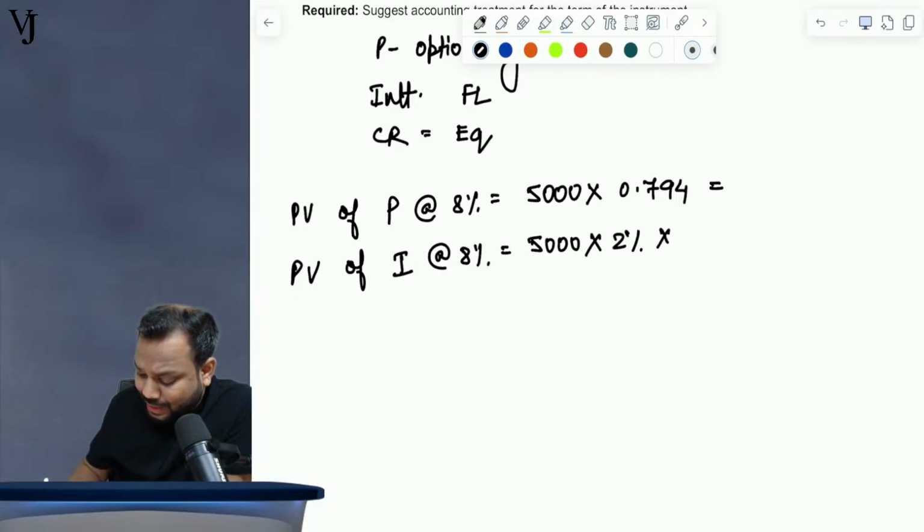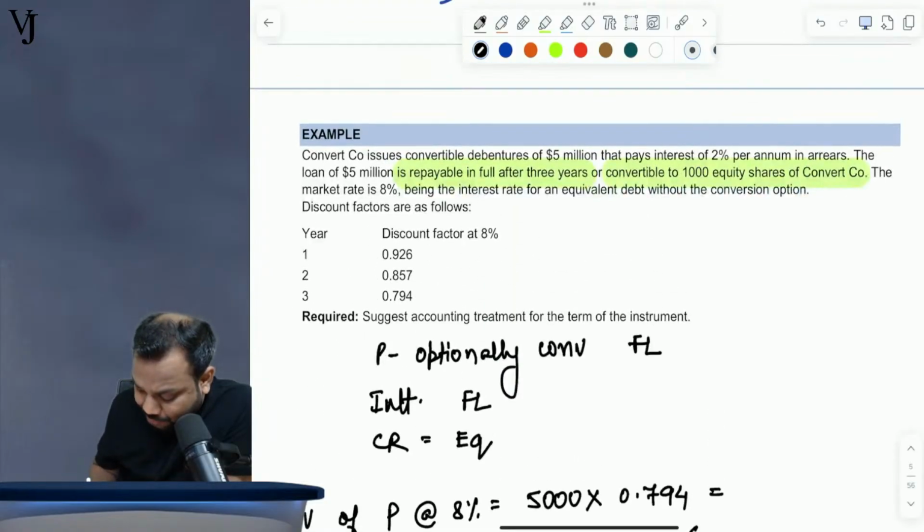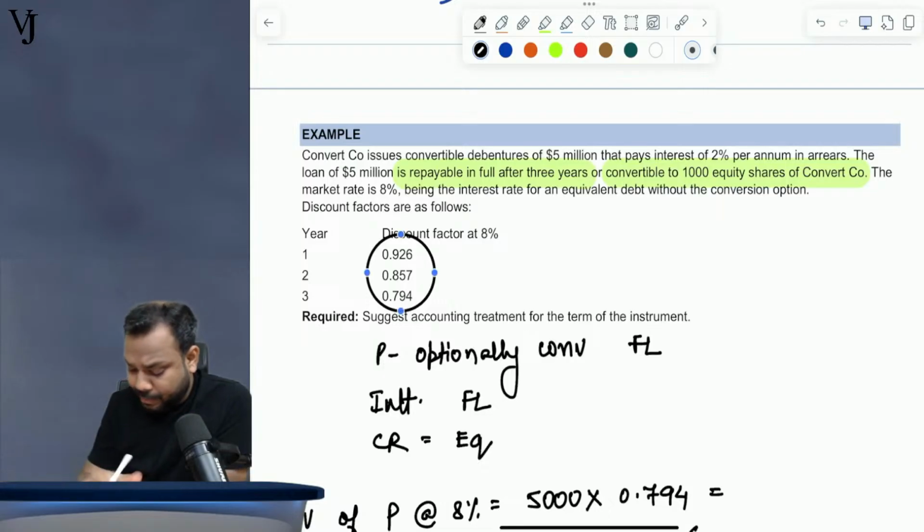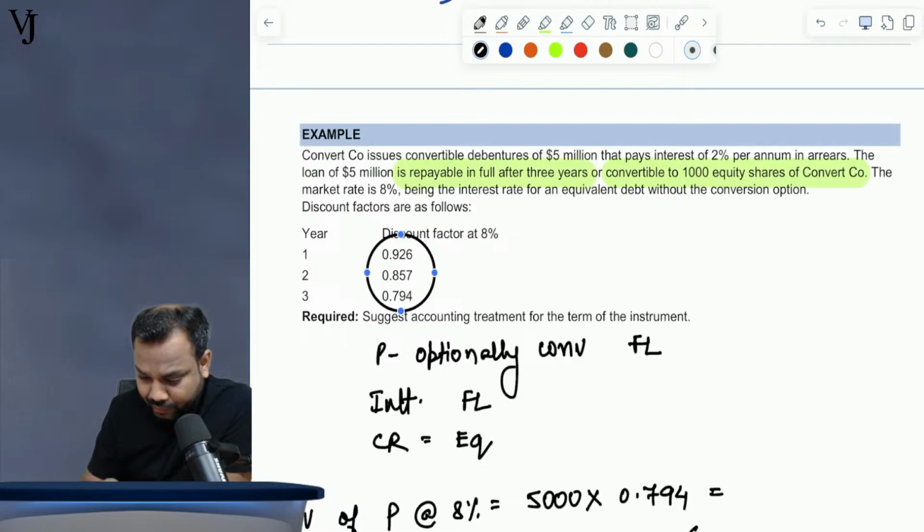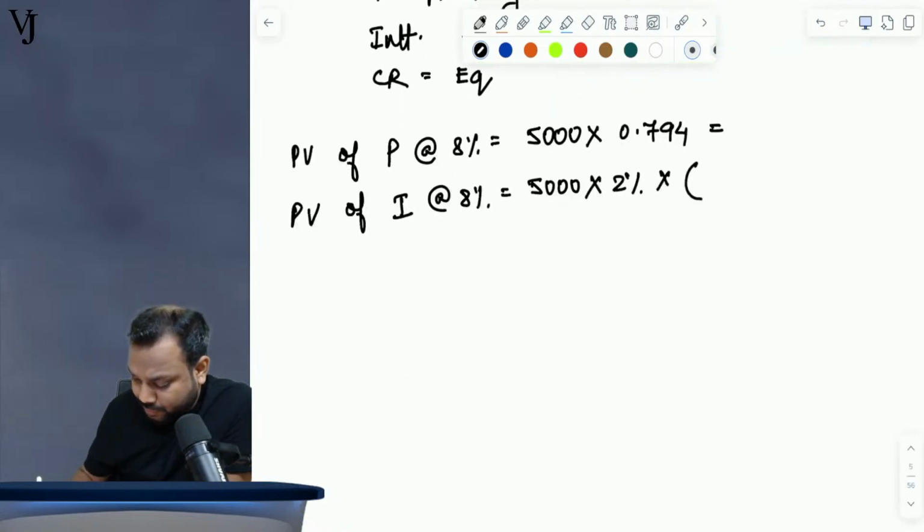Now tell me, will I take the present value factor here or the annuity factor? I'll be taking the annuity factor. Now what is the annuity factor? The aggregate of all three. Can you please add up? It's 0.926 plus 0.857 plus 0.794, it becomes 2.577.